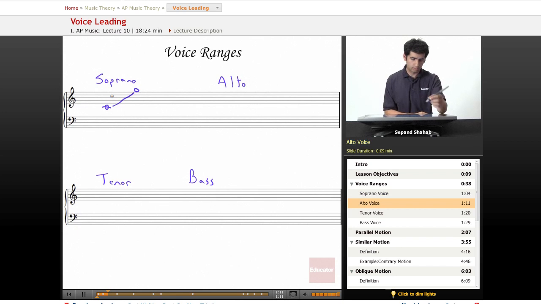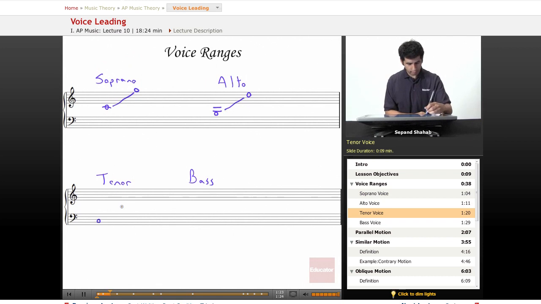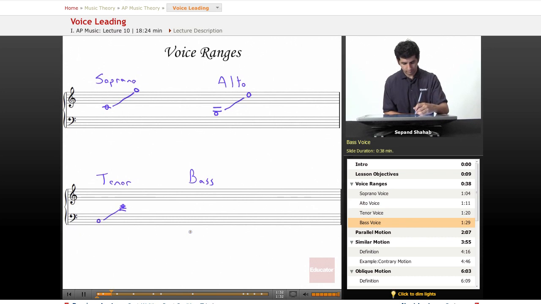And then the alto voice, a good idea to stay between G and D. And then for the tenor voice, an octave below the soprano, so C to G. And then for the bass voice, sometimes you see it here from E to C, but of course it could go a bit lower than that.